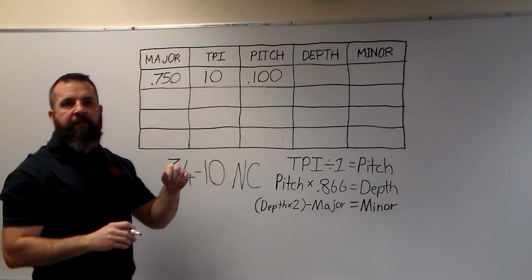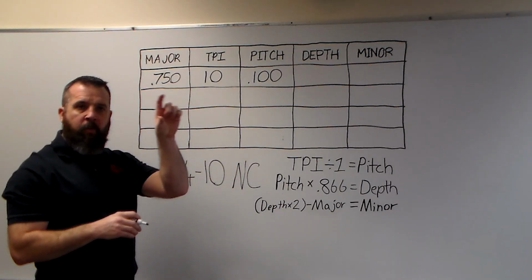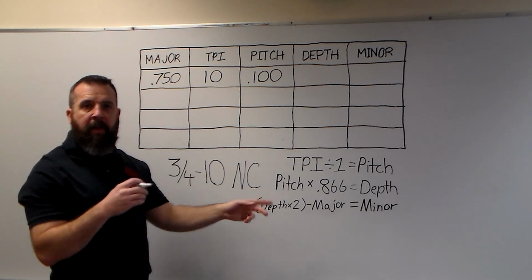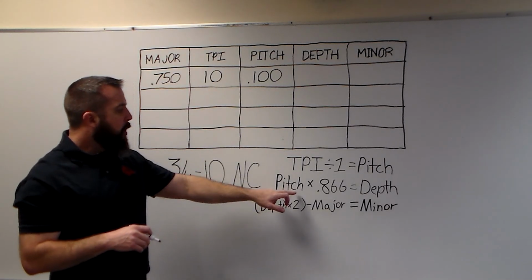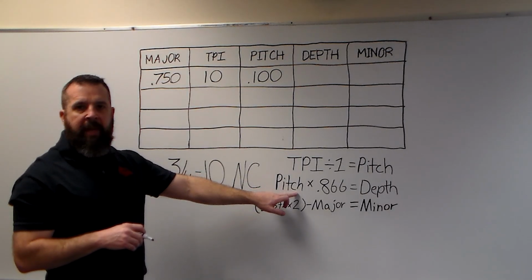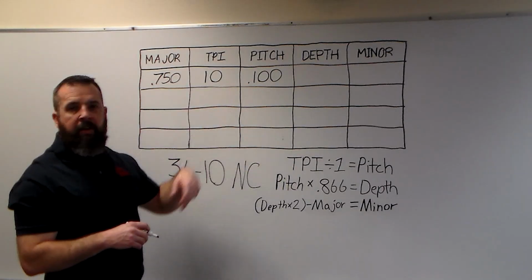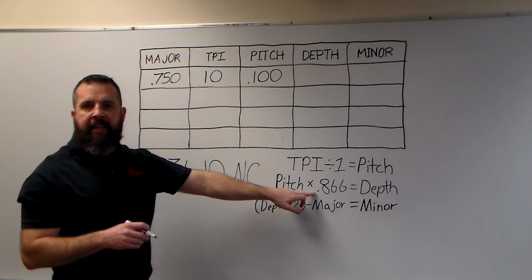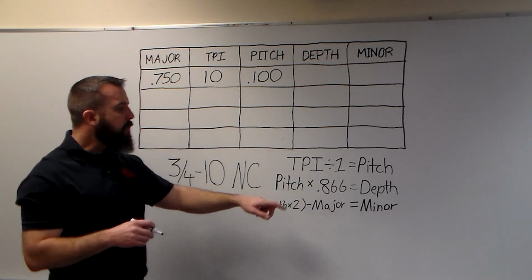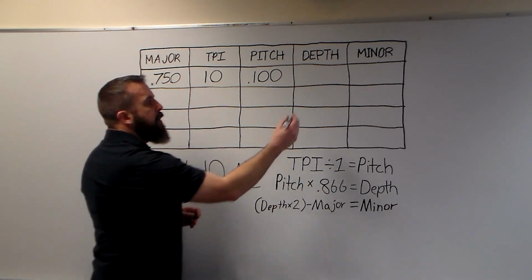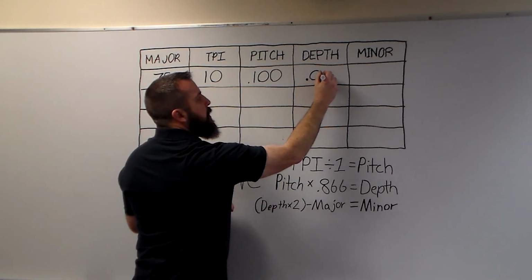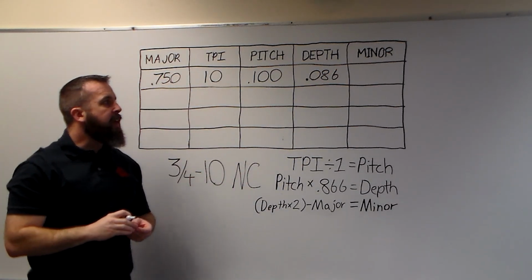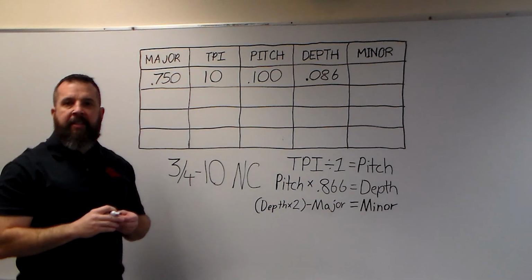The depth of the thread that we're calculating right now is on 1/2 of the part. You have to remember that. It'll come into play on the next equation. But all we do is we simply take the pitch, the 0.1 that may still be in your calculator, and you multiply that by 0.866. That's a pretty easy calculation when you're talking about 10 threads per inch. So the answer is 0.086.